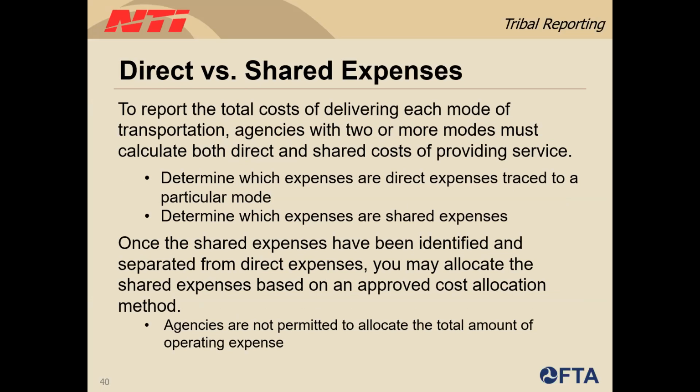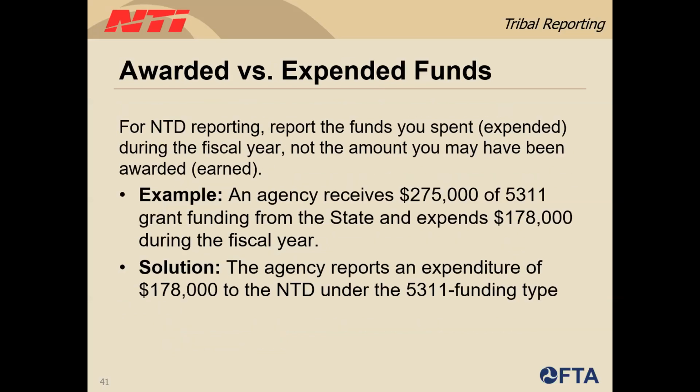Usually direct to each mode may be if there's a specific person that only works on the bus mode, then their salary could be tied to it. If there's anything more specific, like a dispatcher, maybe only for the demand response mode. So just try to find something that's attributed to one or the other, so you can have as much direct expenses as possible before you allocate the rest.